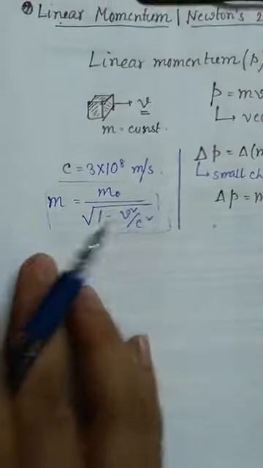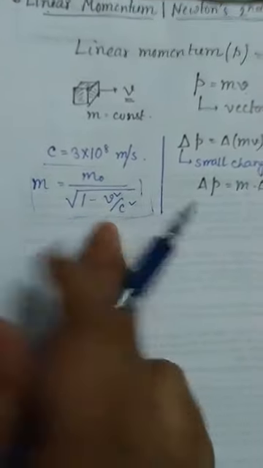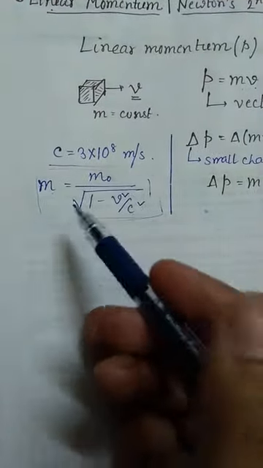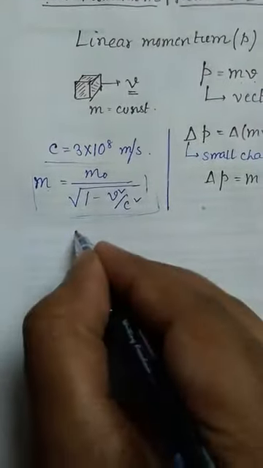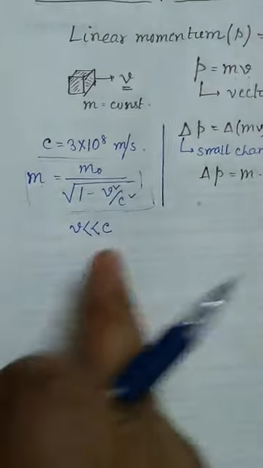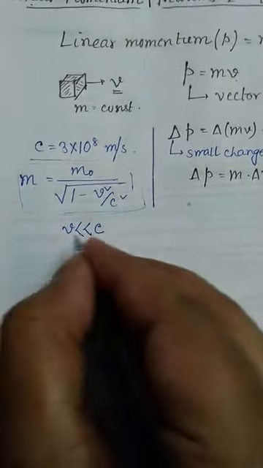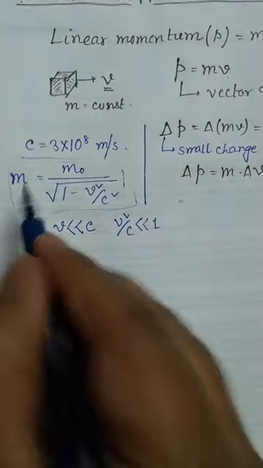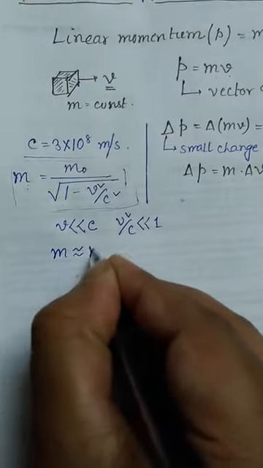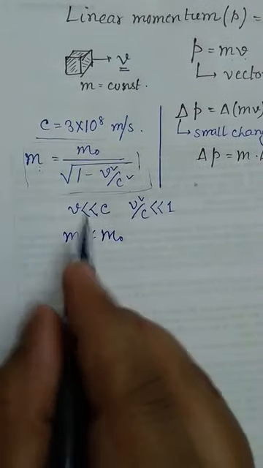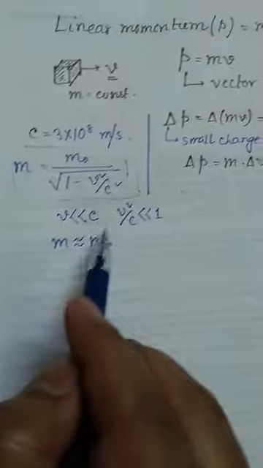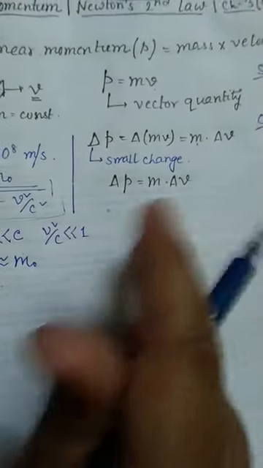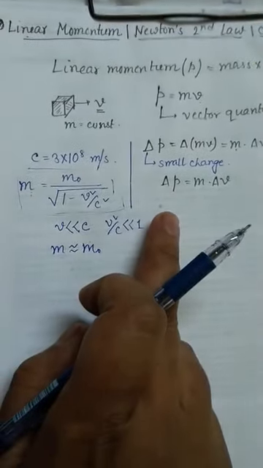So basically you don't need this formula, but it is just mentioned in your book. But let me tell you one thing. In case of particles which we always see around us, v is very much less than c. So v square by c square is very much less than 1, and in that case m is approximately equal to m naught. That means basically this mass and this mass are equal. That is why we take mass as a constant quantity. Is it okay? So this is the change in momentum.